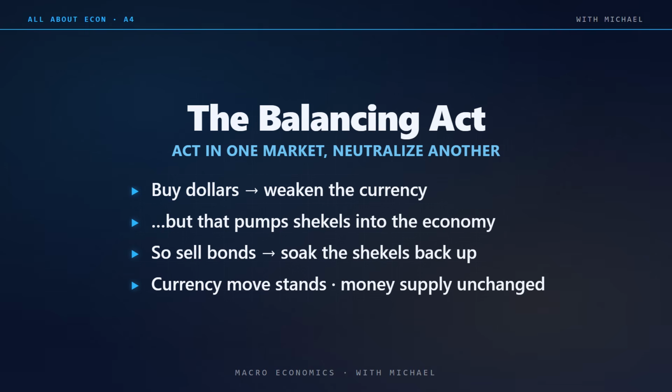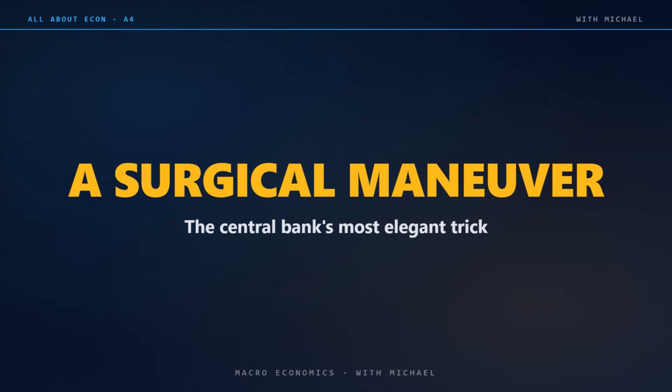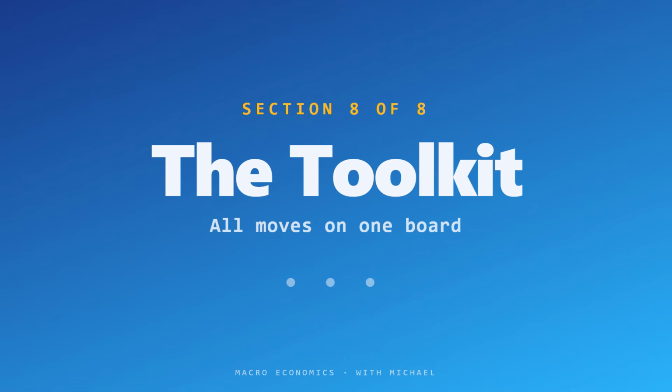So the central bank performs a second, offsetting move. It sells government bonds to the public, soaking up exactly the same amount of shekels it just released. The currency intervention stands, but its impact on the domestic money supply is canceled out. The bank has, in effect, done something in the currency market while doing nothing to the money supply. That is sterilization, a true financial balancing act.